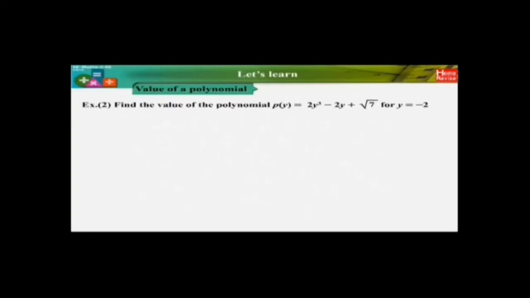Find the value of the polynomial P of y is equal to 2y cube minus 2y plus root 7 for y is equal to minus 2. Solution. P of y is equal to 2y cube minus 2y plus root 7. Put y is equal to minus 2 in the given polynomial.